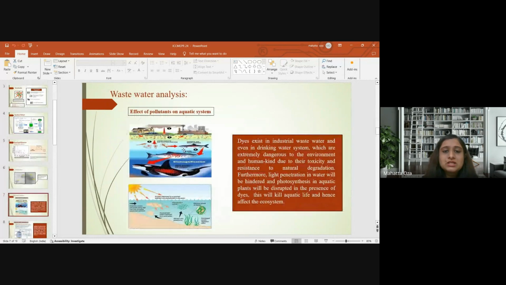Wastewater analysis. Both figures show the effect of pollutants on the aquatic system. The dyes exist in industrial wastewater and even in drinking water systems, which are extremely dangerous to the environment and humankind due to their toxicity and resistance to natural degradation. Furthermore, the penetration of light in water will be hindered and photosynthesis in aquatic plants will be disrupted in the presence of dyes. This will kill aquatic life and hence also affect the ecosystem.